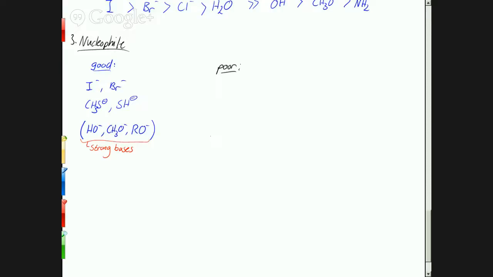So poor nucleophiles are going to be things that maybe are still nucleophiles and can attack things, but just aren't going to be that fast about it. So that's things like water, alcohols in general, whether methanol or an ROH, and then things like carboxylic acids. So these things are still nucleophiles. They have oxygen, which means they have lone pairs that can go out and attack stuff. But they're just not going to be that good about it. They're going to be slow.